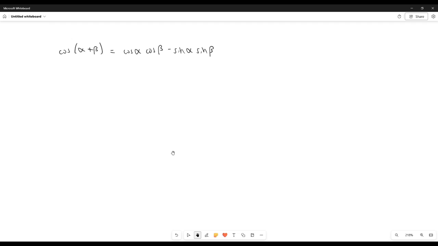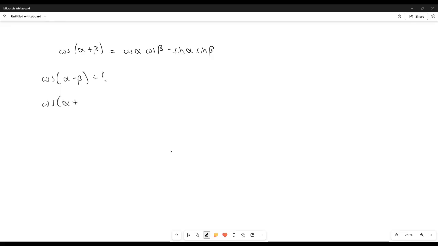Now that we have derived the formula for cosine of alpha plus beta, we can do some more interesting things. We can derive more formulas. How do we find the formula for cosine of alpha minus beta? Here's how we derive it.